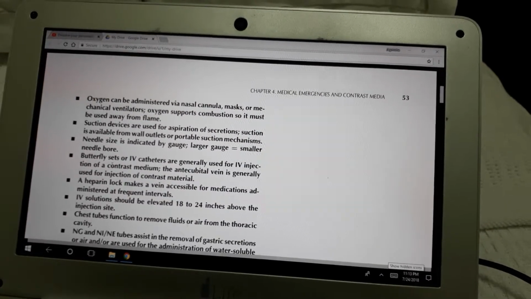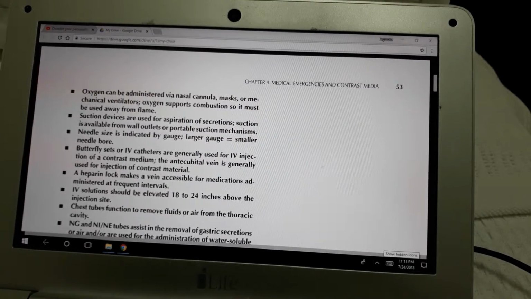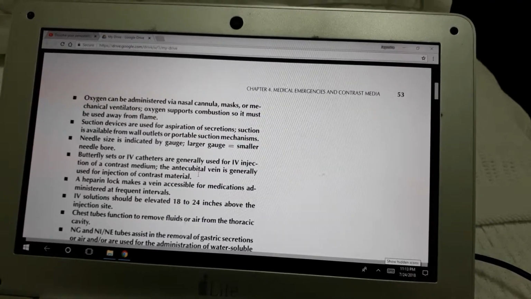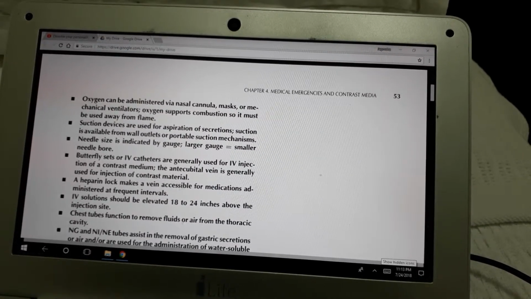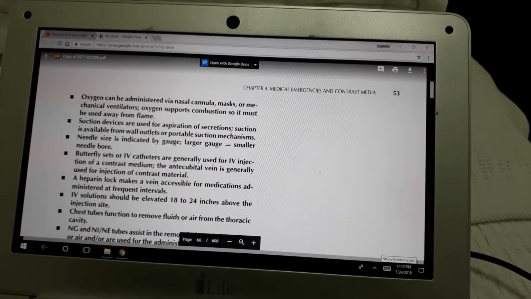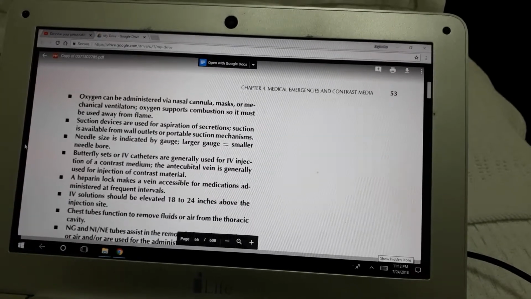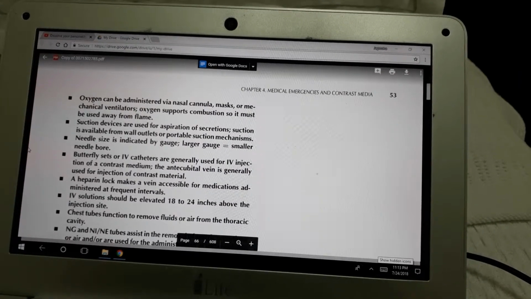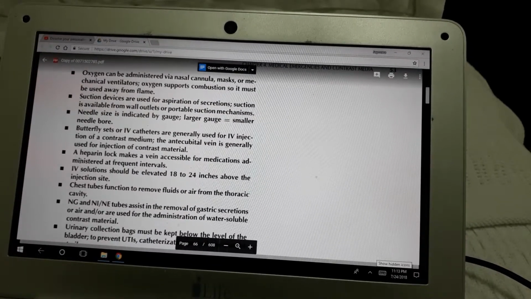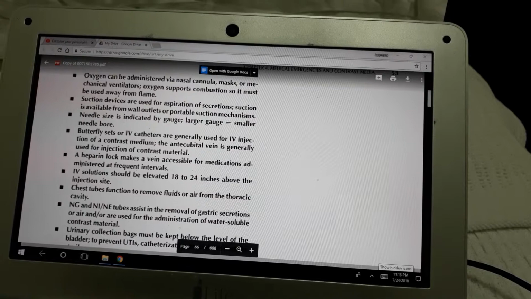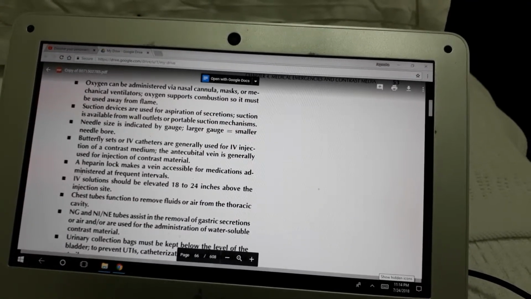The butterfly set or IV catheter is generally used for IV injections. The median cubital veins are generally used for injection of contrast media. The heparin lock makes a vein accessible for medication administration at frequent intervals. IV solutions should be elevated 18 to 24 inches above the injection site.